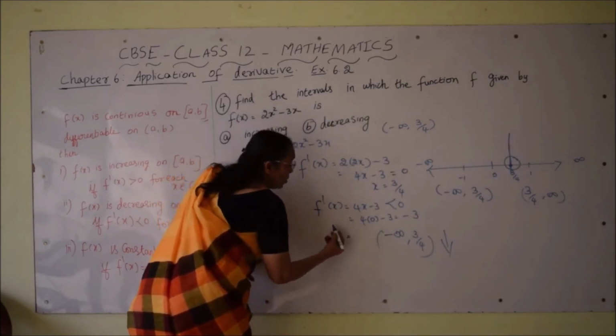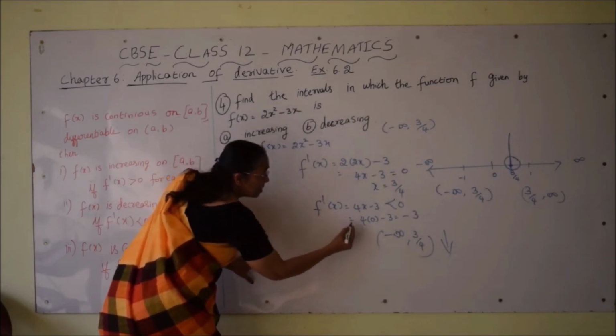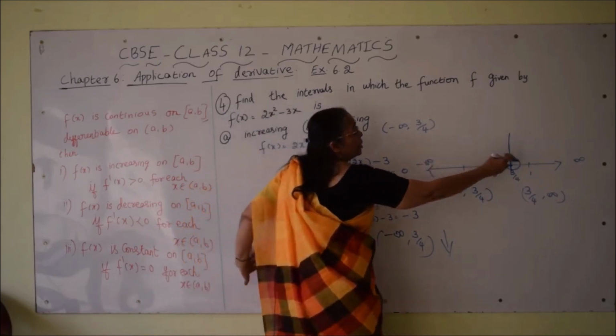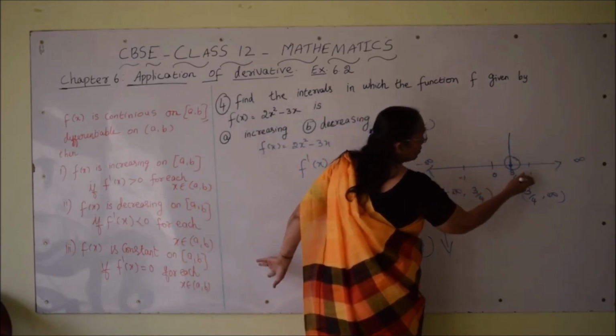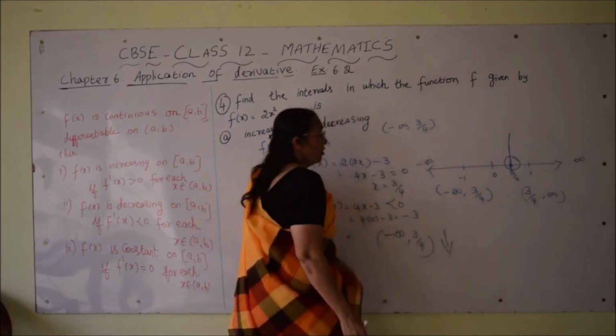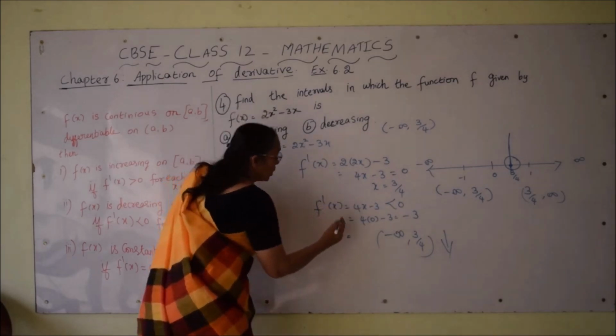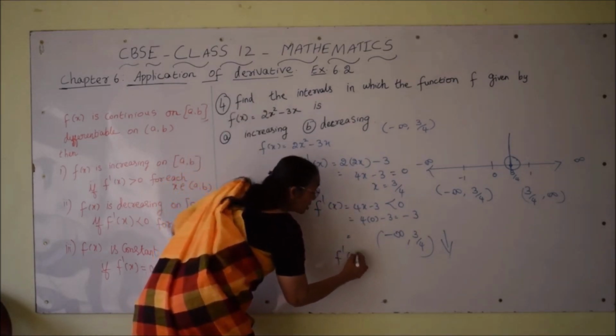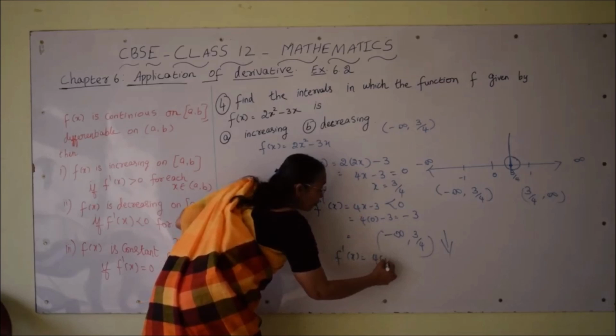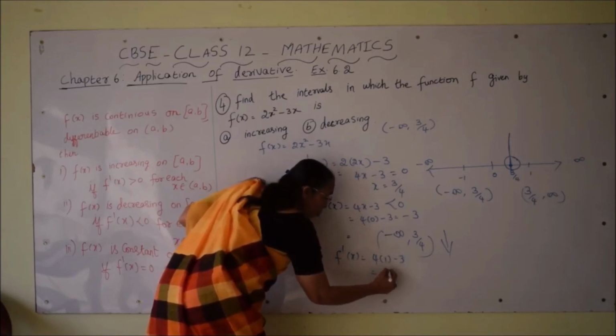So now let us take a value which is greater than 3 by 4. So I will take 1, we substitute 1 here. So f dash of x is equal to 4 times 1 minus 3, which is 1.